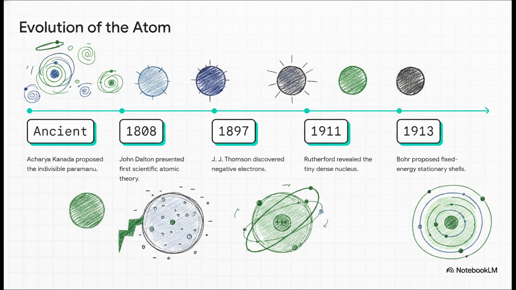In 1897, J.J. Thomson's cathode ray experiments proved atoms actually contain negatively charged particles, electrons, which gave us the famous plum pudding model. Then, in 1911, Rutherford's legendary gold foil experiment completely shattered that idea, revealing a tiny, densely packed positive nucleus. And finally, in 1913, Niels Bohr introduced his model of stationary, stable energy shells to explain exactly why these atoms don't just collapse in on themselves.